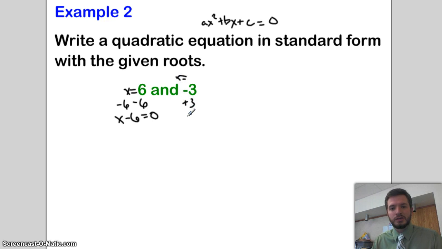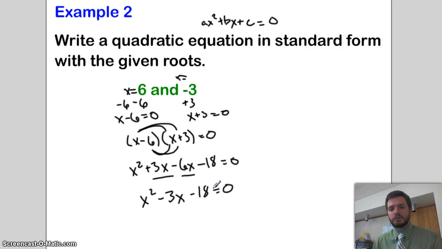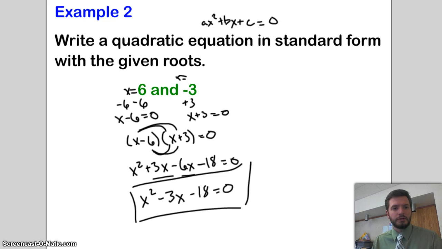Add 3 to both sides here, so it's x plus 3 equals 0. Now we can combine them, so it'll be x minus 6 times x plus 3 equals 0. And now we can FOIL it out. So x times x is x squared, x times 3 is plus 3x, negative 6 times x is negative 6x, and negative 6 times 3 is negative 18. Equals 0. Combine, so x squared minus 3x minus 18 equals 0. And that's it. Nothing to it.